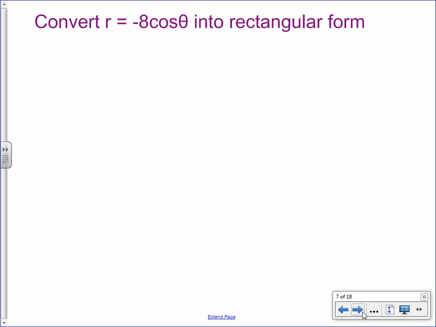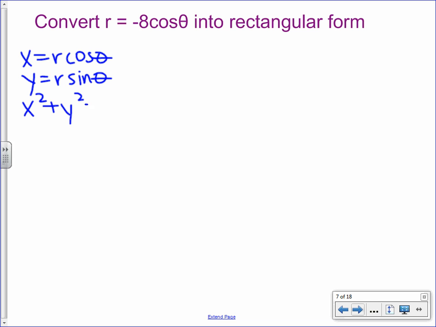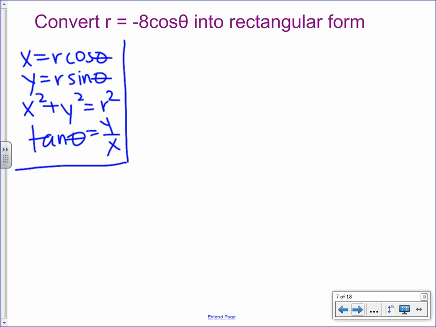All right, I want to change this into rectangular form. Okay, let's do this, team. This is why I made you write down all of those equations. So x equals r cosine theta, y equals r sine theta, x squared plus y squared equals r squared, and tangent of theta equals y over x. These are all things that we could need in order to convert.